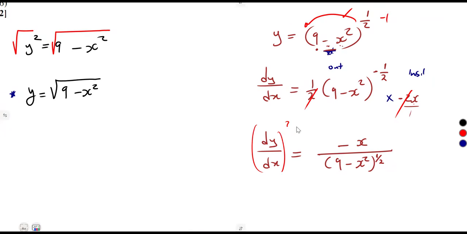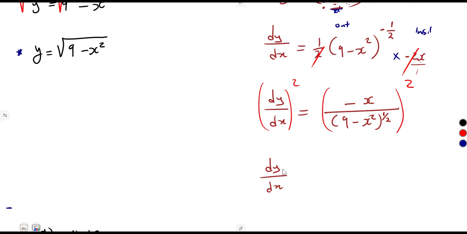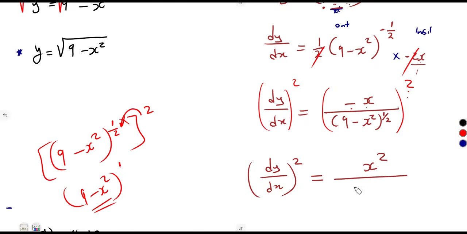If we are to square, what are we going to have? dy dx squared is equal to what? A negative, when squared, it's a positive. So that's positive x squared over what? The square of 9 minus x squared to the exponent of a half. The square, it's simply exponent to exponent. So it is going to be to the exponent of 1. Half times 2 is what? It's 1. So you're going to remain with 9 minus x squared, just like that.